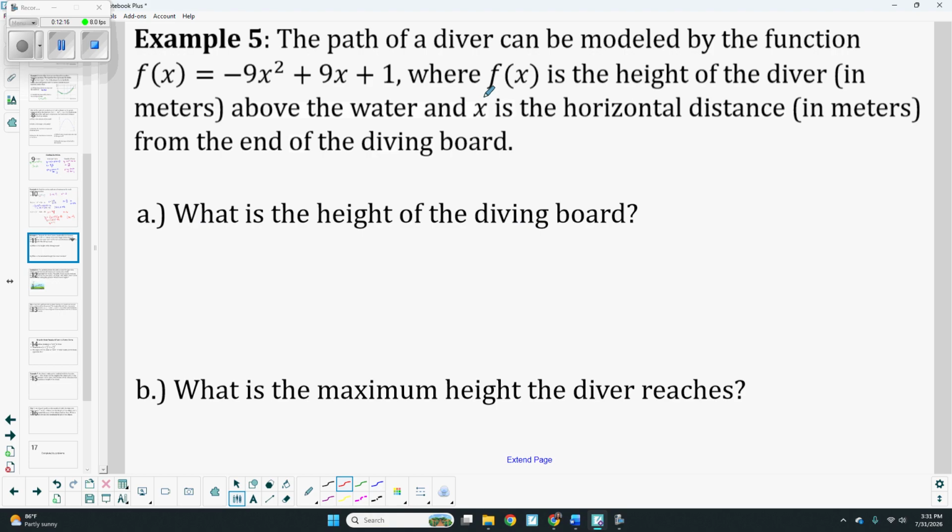First of all, find the height of the diving board. So this is the initial point where they're jumping from. So that would have to be what the y-intercept was. The y-intercept was 1. So the height of the diving board is 1 foot. If you want to make a note for yourself, that's because the y-intercept equals our starting height.